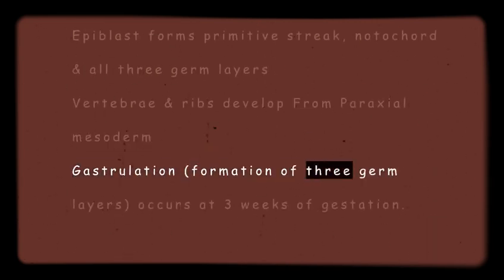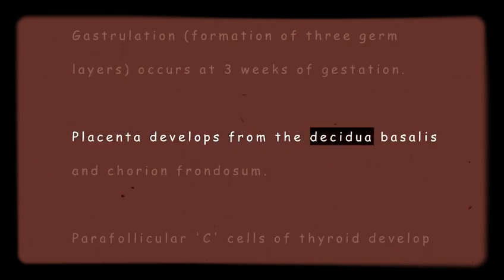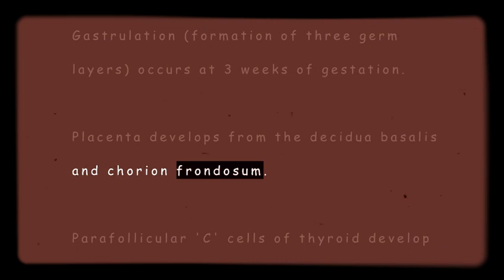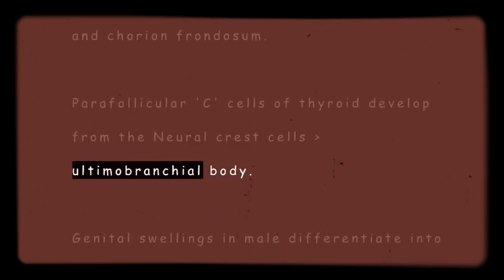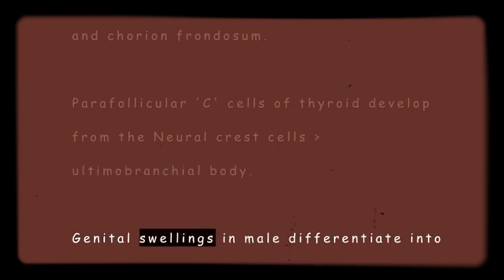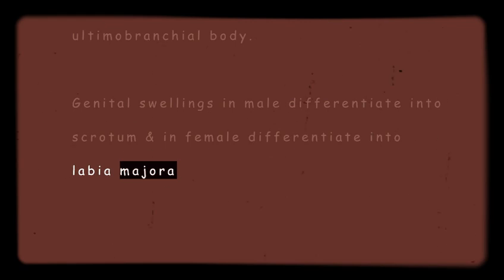Gastrulation, formation of 3 germ layers, occurs at 3 weeks of gestation. Placenta develops from the decidua basalis and chorion frondosum. Parafollicular cells of thyroid develop from the neural crest cells, ultimobranchial body. Genital swellings in male differentiate into scrotum and in female differentiate into labia majora.